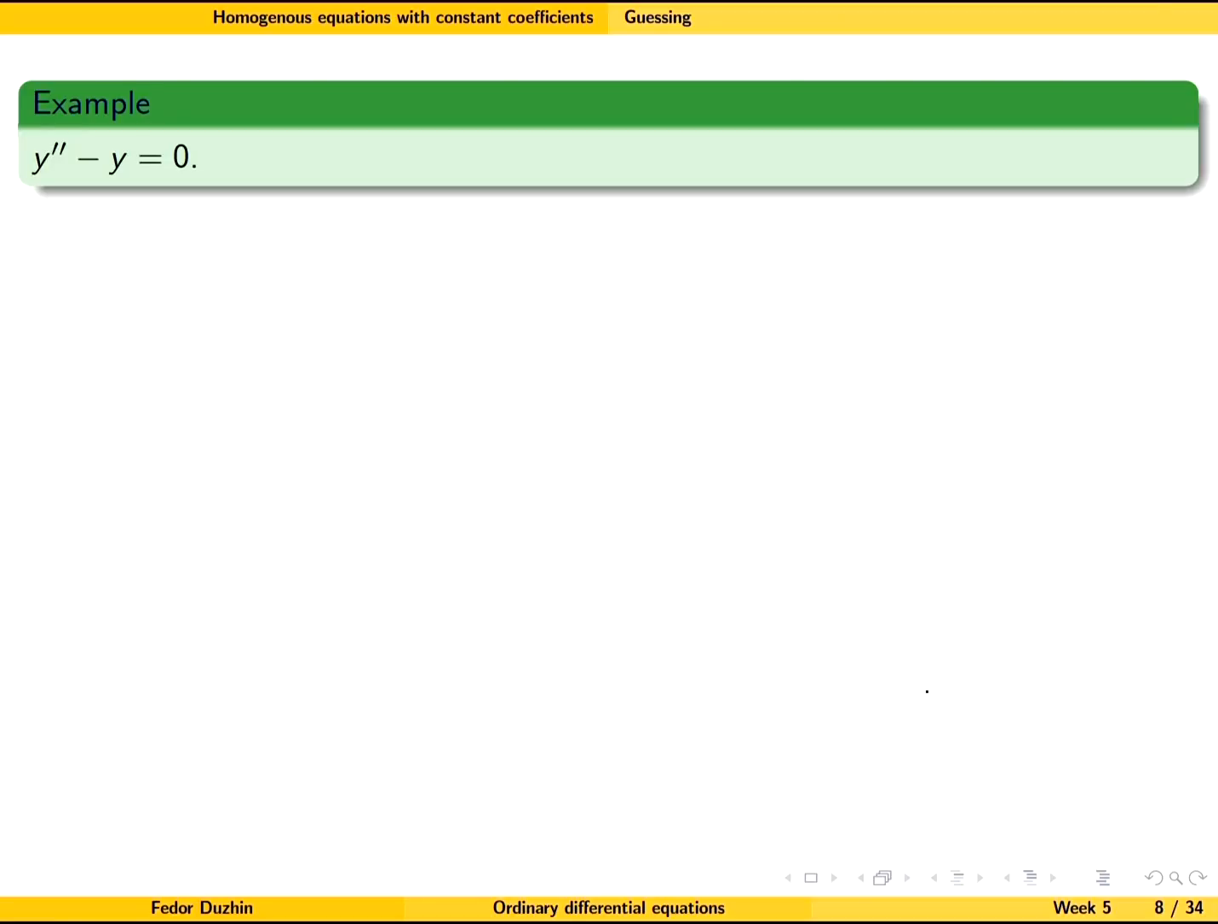Now, in order to solve second order linear differential equations, our first approach is going to be the method of educated guessing. So, how do we do that? Here is an example. The second derivative of the unknown function equals the unknown function.